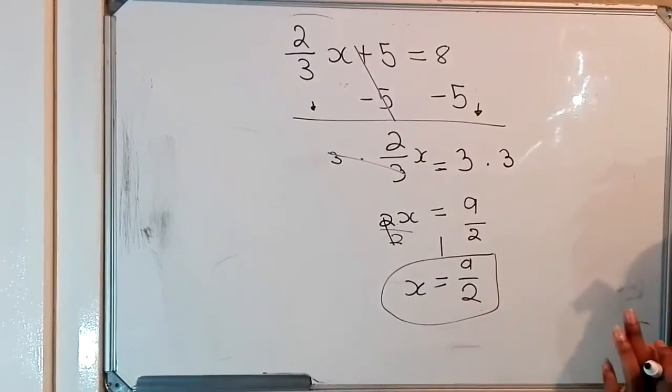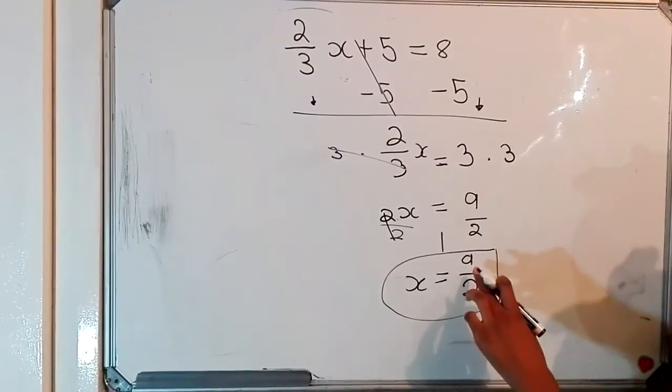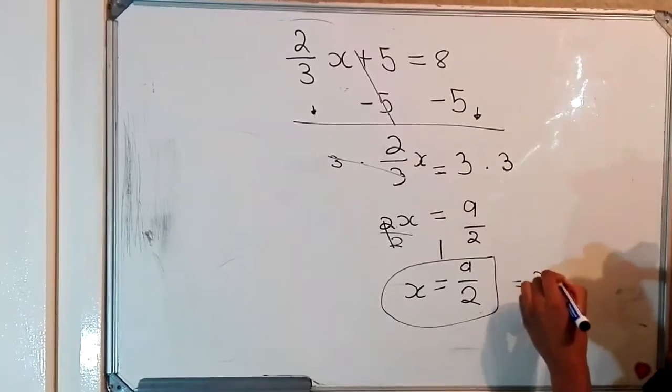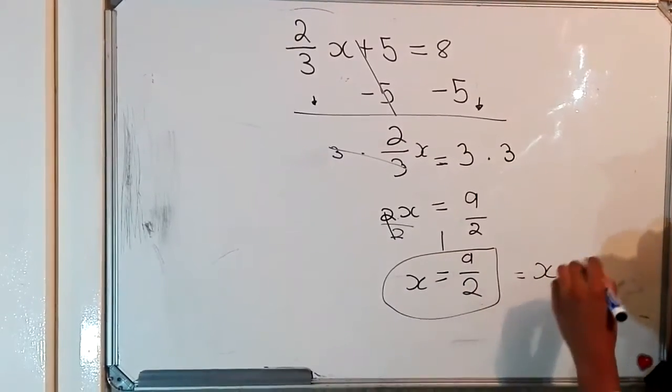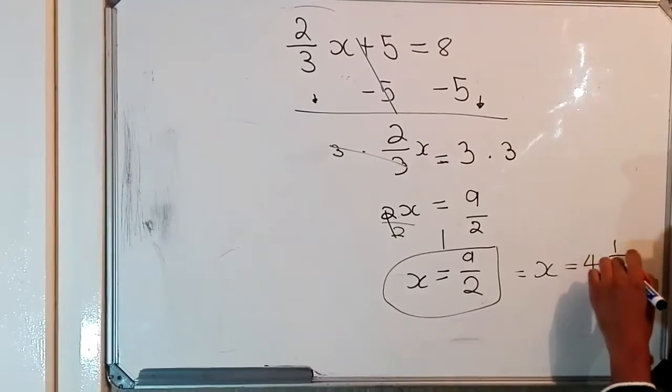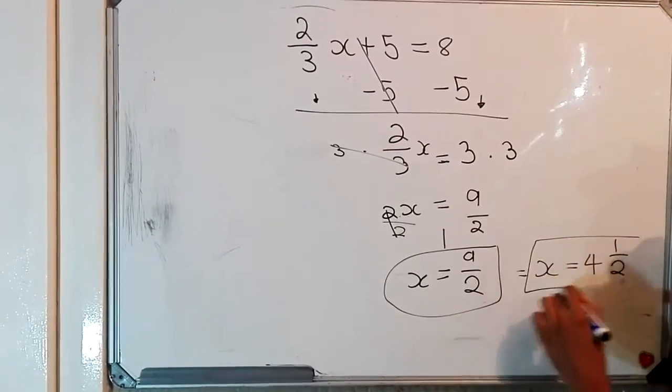We can turn this improper fraction into a mixed fraction. So we'll have x is equal to 2 goes into 9 4 times, so that's 4, and remainder 1/2. So this is it as a mixed fraction.